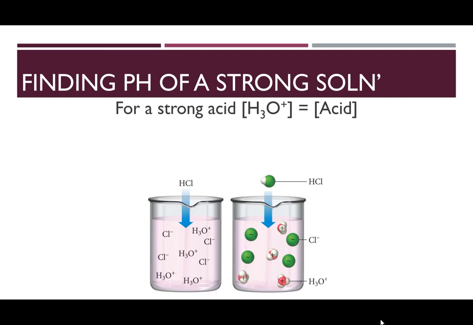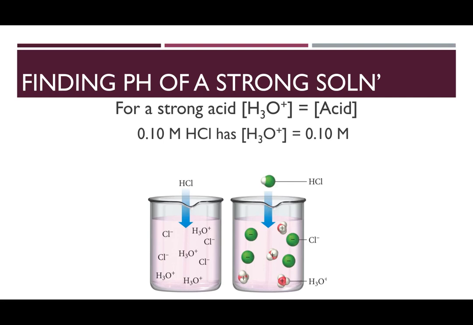So for a strong acid, the concentration of the acid is exactly the same as the concentration of the hydronium ion. And that's because for every molecule of, for example, HCl that we put in, it will break apart into its ions. So for every one molecule of HCl we put in, we'll get one hydronium ion out of that. So by definition, the concentration of a strong acid is the same as the concentration of the hydronium.